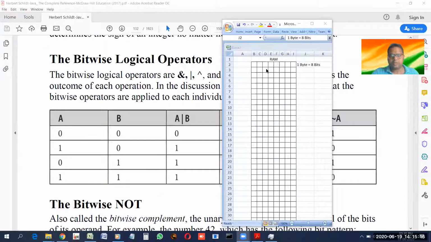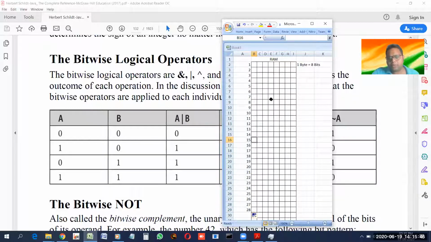So in Excel, I have made an arrangement which just correlates with the RAM. RAM doesn't look exactly like this, but this is a logical diagram of a RAM which shows that these all are memory cells. This is cell number 1, this is cell number 2, this is cell number 3, this is cell number 4, and like this, so many memory cells are there.